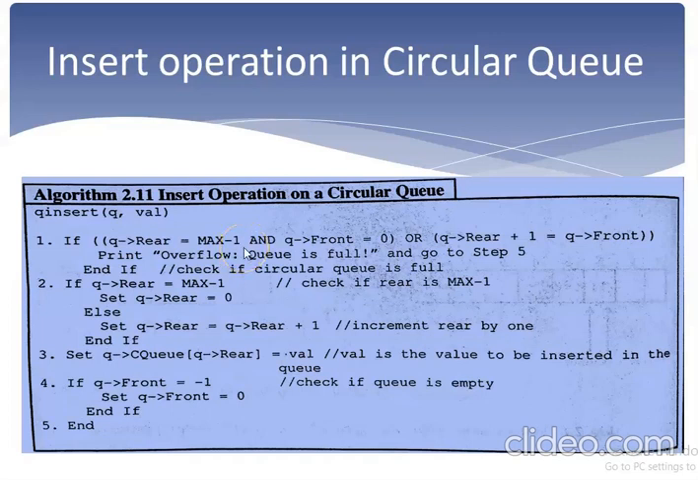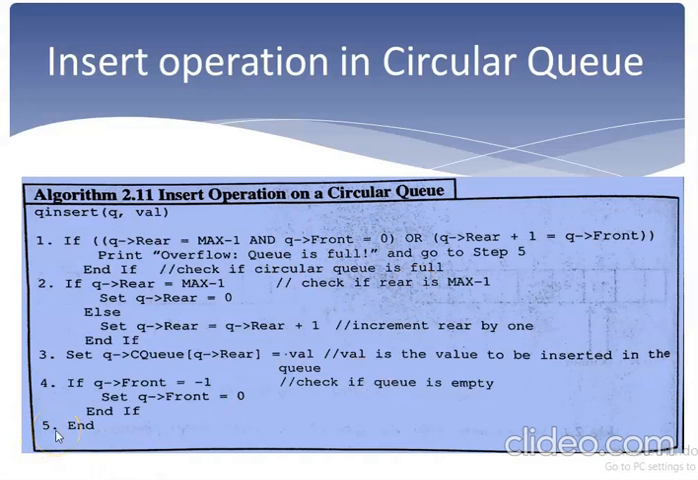Otherwise, we have seen that there is one more condition where we can have the queue full state. That is, when rear plus 1 equal to front. When rear reaches the location which is just before the front pointer. That is, when rear plus 1 equal to front, then also there is no space left in the queue. In either of these conditions, we have to stop working of the algorithm and come to this point.